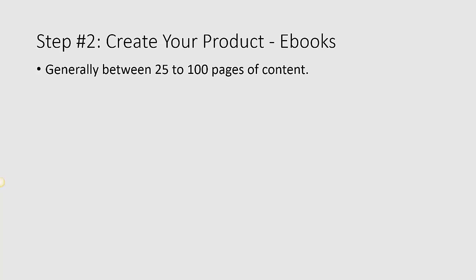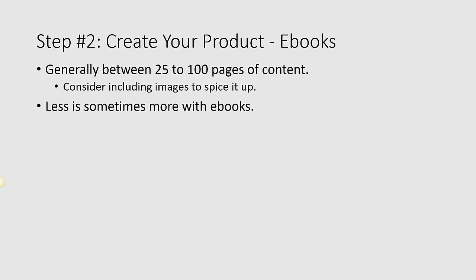Generally, an ebook, again, is between 25 to 100 pages. I mentioned 45 pages. That's a pretty good rough estimate. You really want to consider including images to spice it up, and also you don't have to use the smallest font either. And you want to space it up. You want to have good paragraph spacing so it's not all run together. You want to make it easy to read. You want to include images if you can.